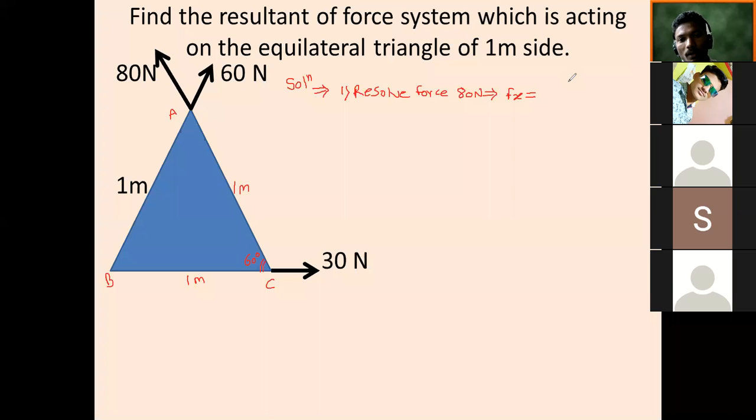So what formula will become here for the X axis? F sin theta or F cos theta? F cos theta. So I will write here F cos theta.